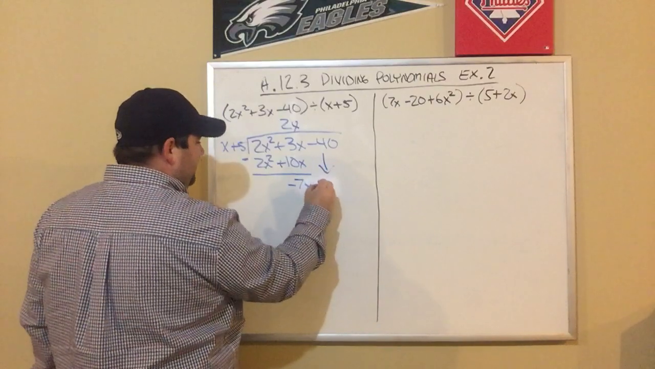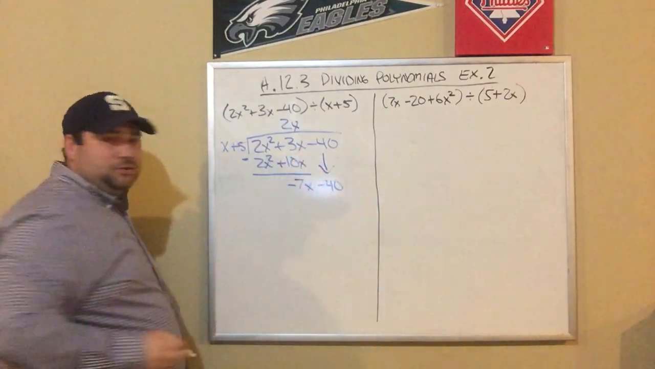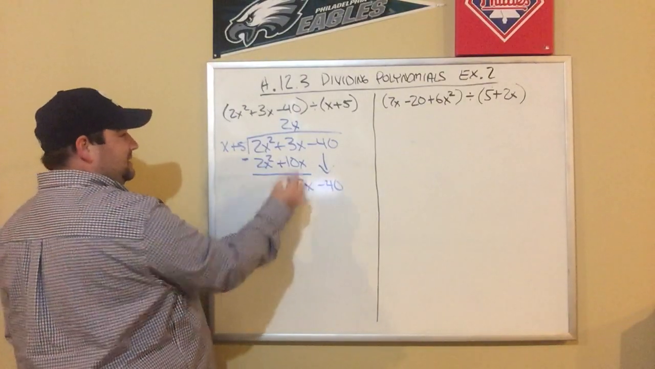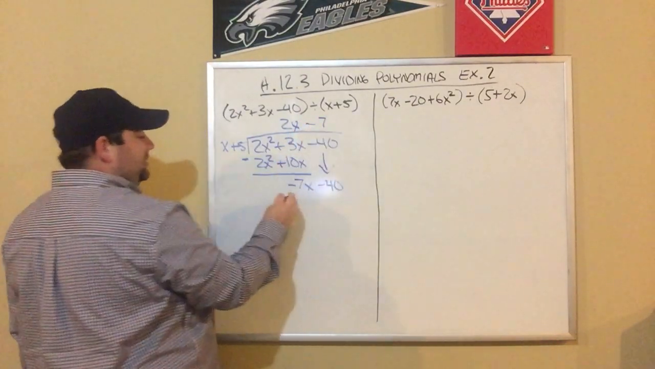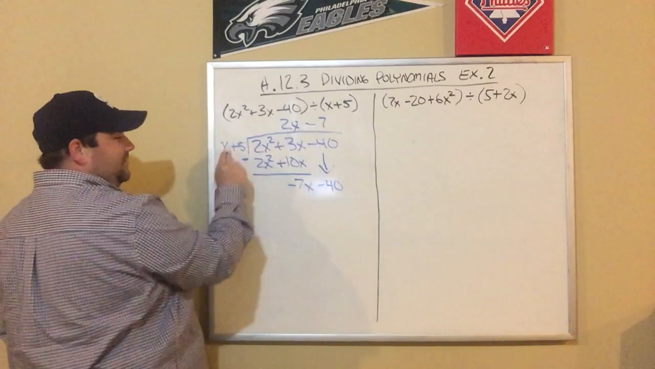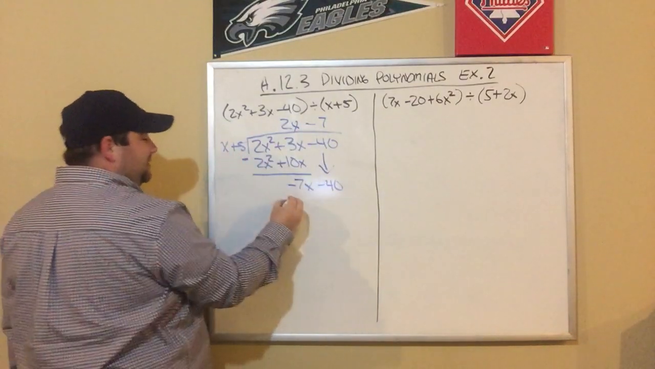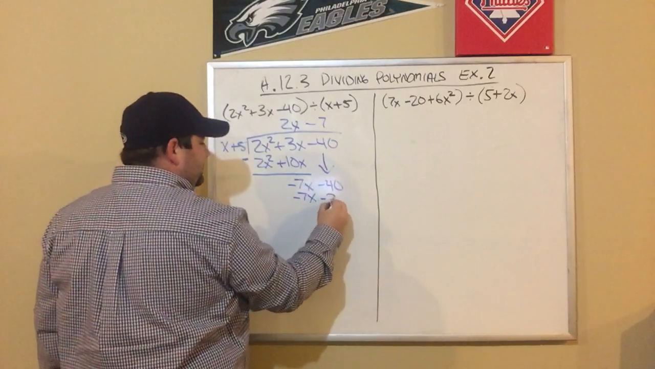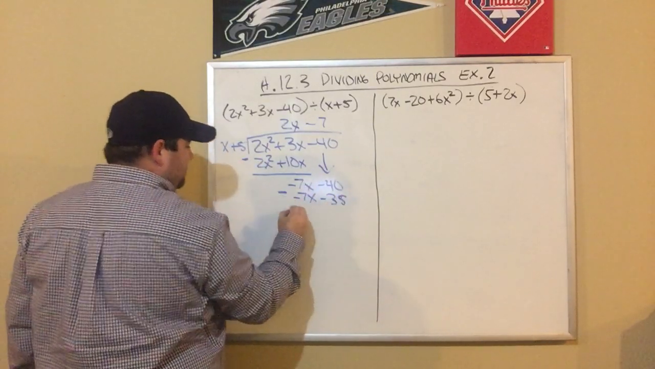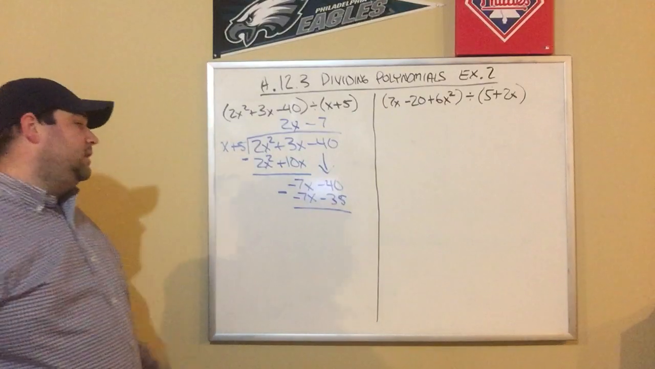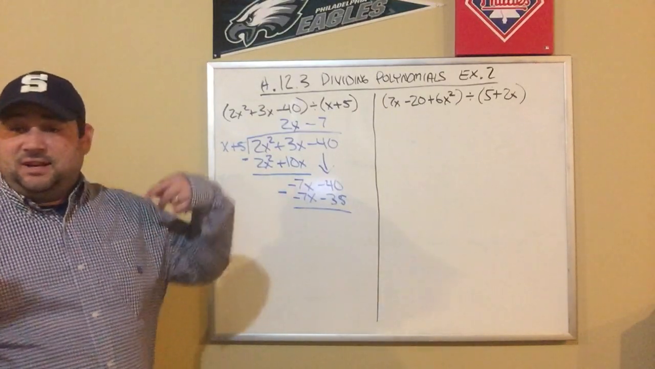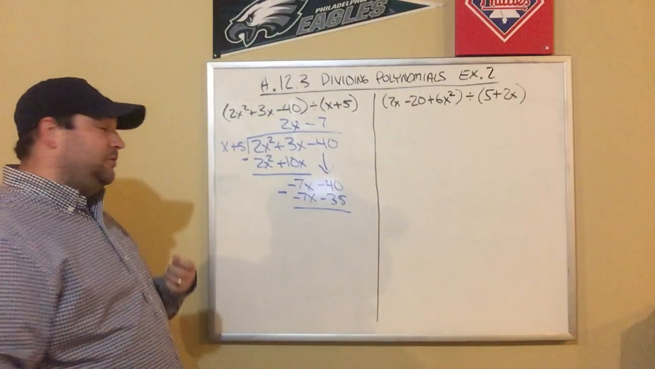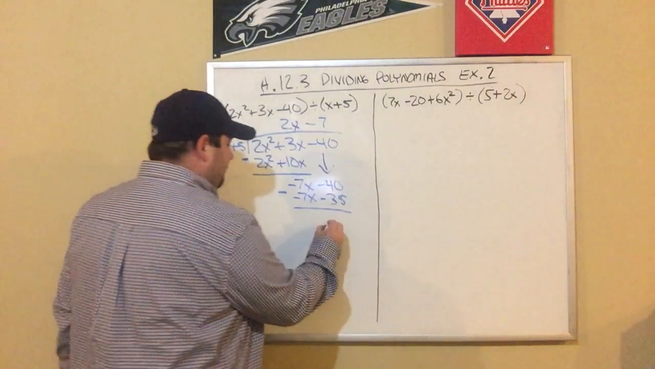And I'm going to bring down the negative 40, just like you do long division. So now I'm going to do x into negative 7x. X times negative 7 would give me negative 7x. I take the negative 7, I multiply it by each term. Negative 7 times x is negative 7x. Negative 7 times 5 is negative 35. I'm subtracting, just like you do in long division. So negative 7x minus negative 7x cancels. Negative 40 minus negative 35, that'd be negative 40 plus 35, which would be negative 5.